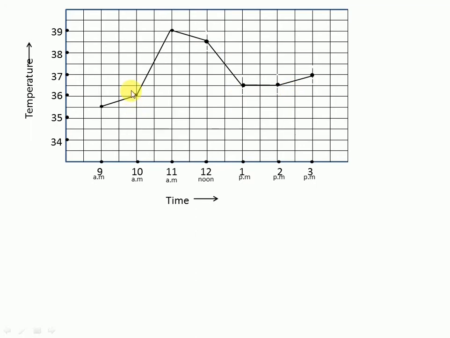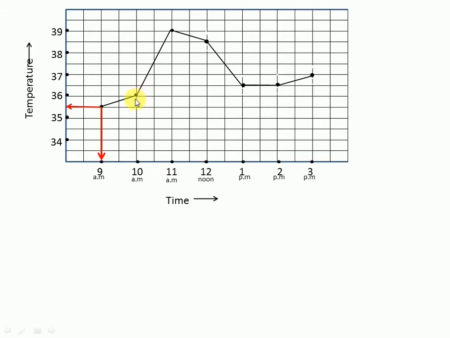Now we will read each and every point here. This point shows, if we go to x-axis, the time 9 AM. If we go to y-axis, it shows the temperature in between 35 and 36. Here the lines are equidistant, so it is 35 and a half, then we can say 35.5.